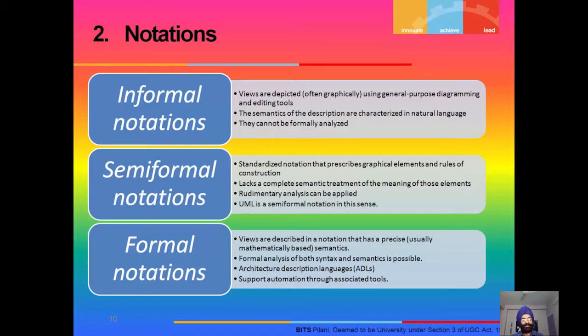Semi-formal, you start using standard documentation. It does not go into too much detail. Some rudimentary analysis is there. And you could use UML because UML does help you to communicate, though it may not be adequate for formal notations. Formal notations go in for ADLs. These are architecture description languages. These could be used for formal analysis of both syntax and semantics. And they support automation tools for architecture. These are formal notations. They could belong to certain companies who are providing tools for architects.